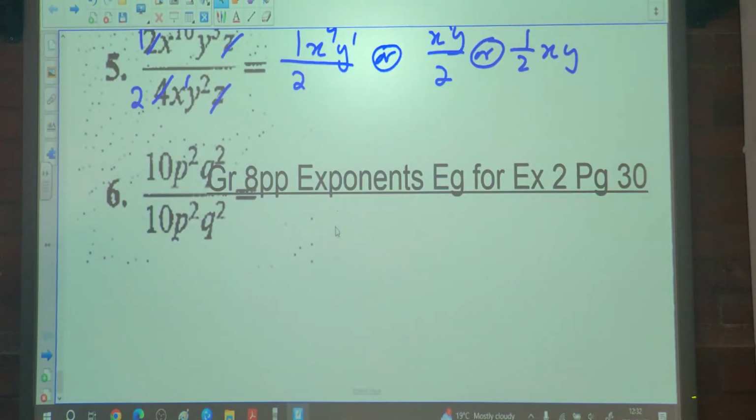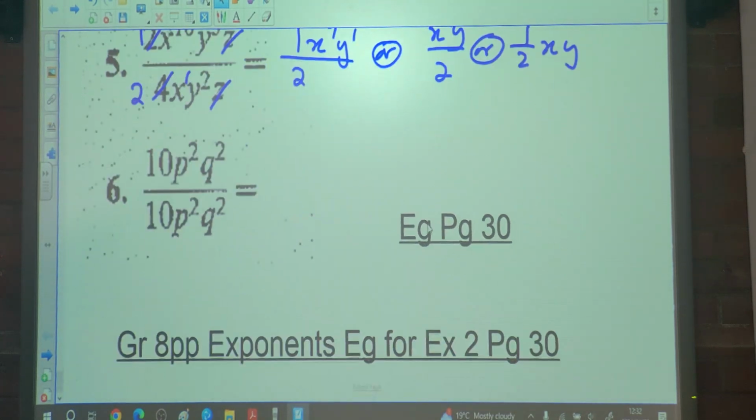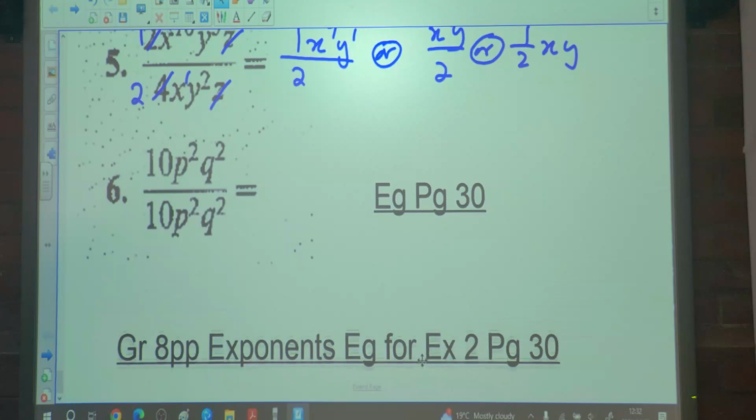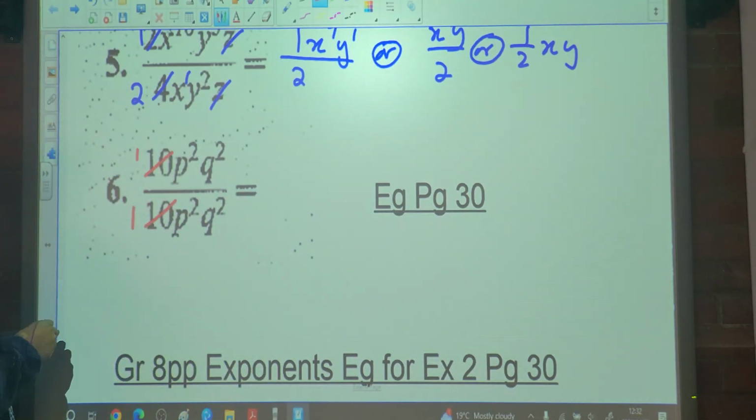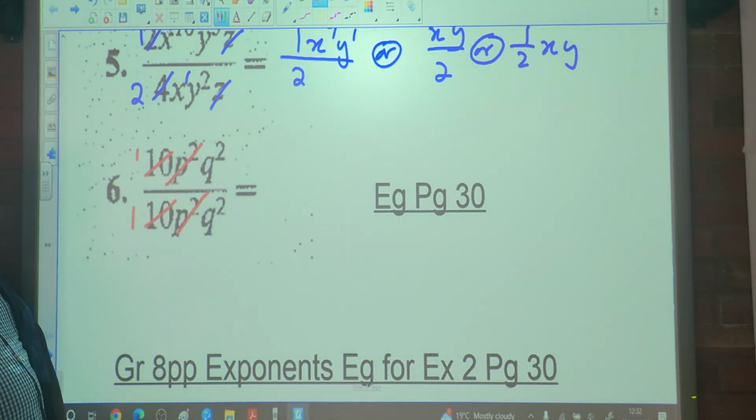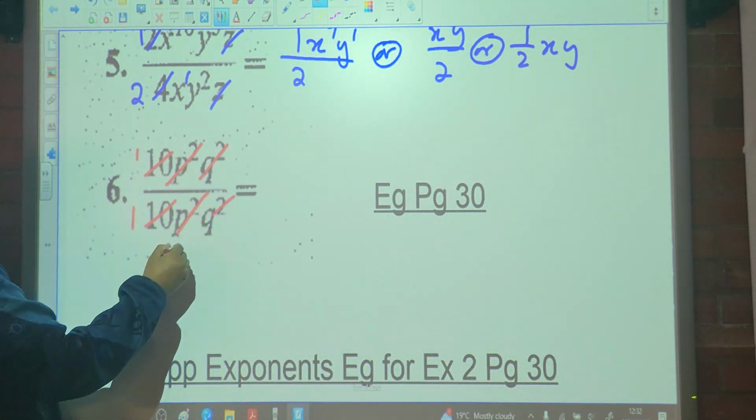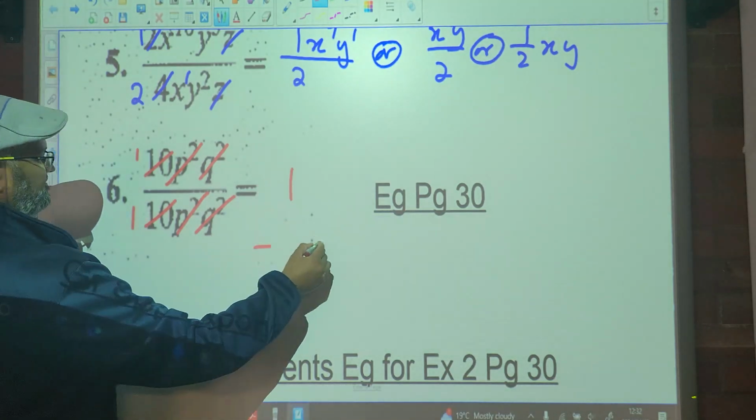The last sum here, number 6. Look at this, 10 goes into 10 once, 10 goes into 10 once. p squared cancels p squared because it's the same. And q squared cancels q squared. So what's the answer? 1 over 1, which is 1.